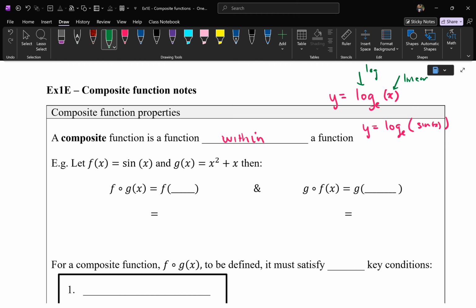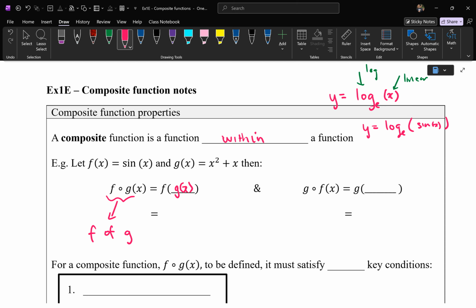So here's an example. The first part of the exercise is learning to write a composite function. Here, let f of x equal sine x, so a sine graph, and let g of x be a quadratic graph, x squared plus x. Then when I say f o g of x, it's read f of g. That's how we read it. So what I'm saying here is f of g of x is equal to, and what this means is, I have the function f, but inside it, we have g of x.